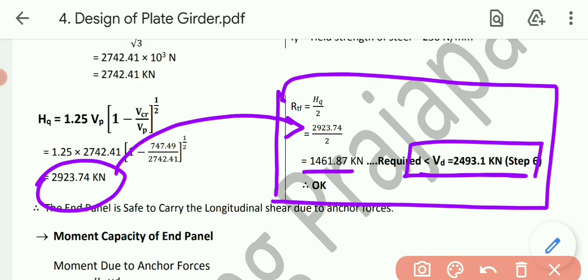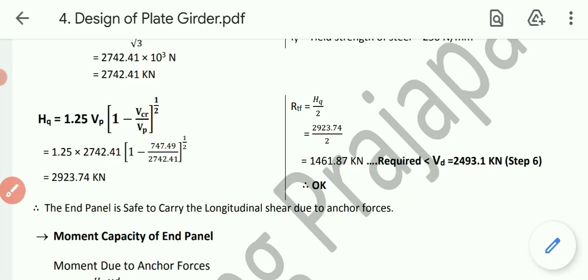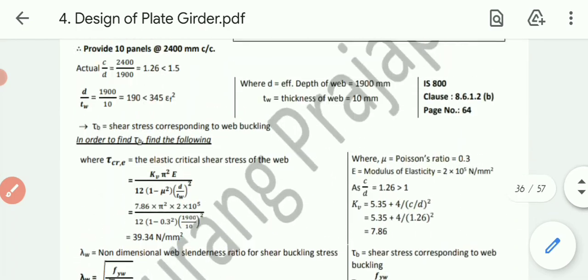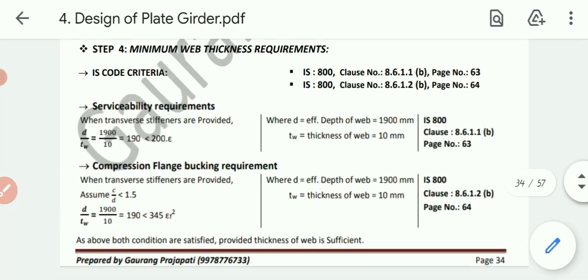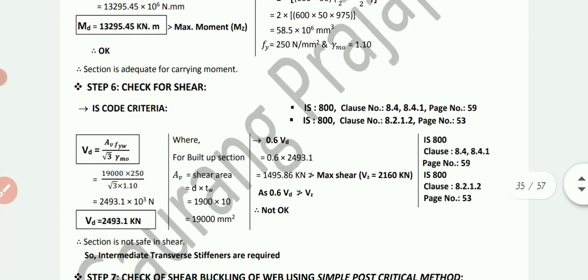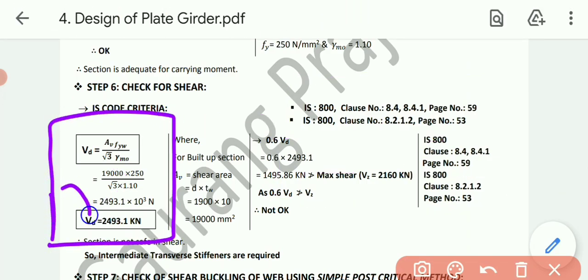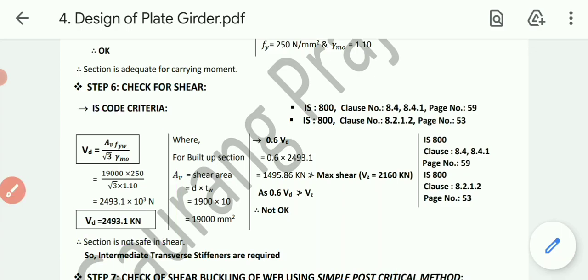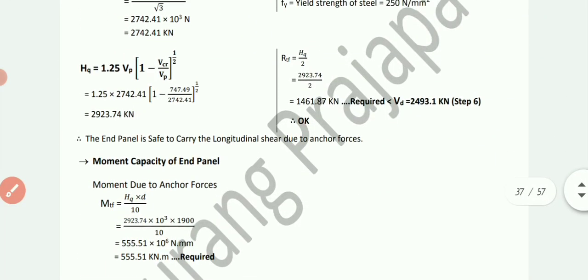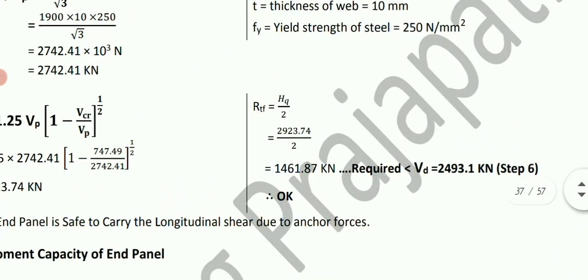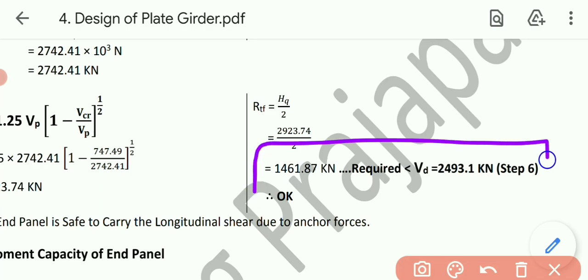VD we have already calculated in step number 6. VD indicates the total shear force of the plate girder. Just a minute, in step number 6 we have already calculated VD. Over here you can see that it was 2493.1 kilonewton. So as RTF is less than VD, our condition gets satisfied, hence okay.